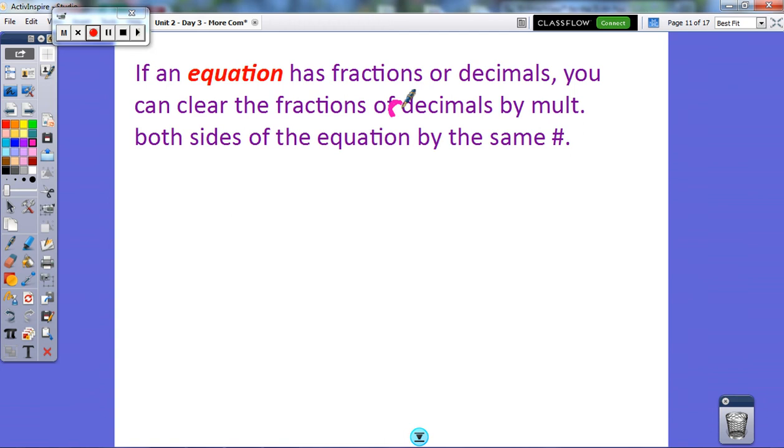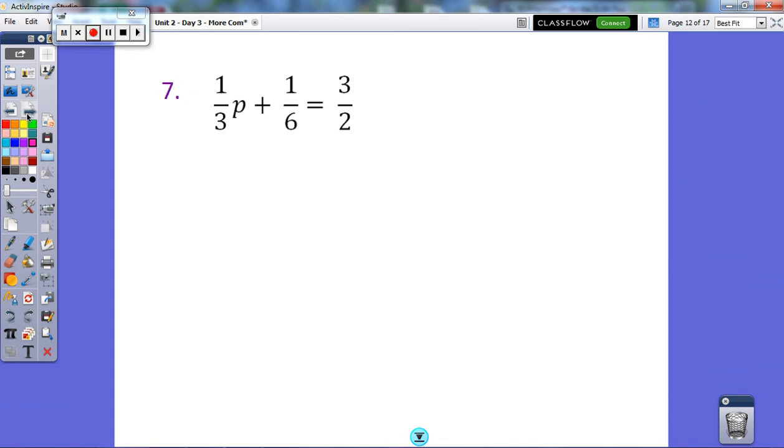So, if I have some weird fractions or decimals, I can multiply to clear them. It's called clearing the fractions, as long as I do it to both sides. Let's look at an example. So here I've got 1/3 p plus 1/6 equals 3/2.